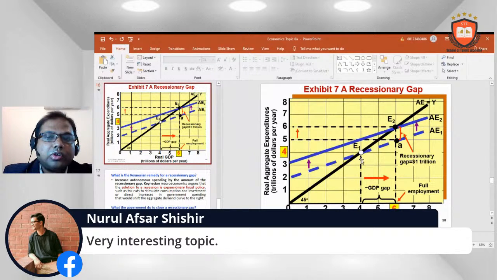So if you find these, this is the equilibrium point E1, and it's $4 trillion, and this is the other equilibrium point, E2. This equilibrium point is $6 trillion. At $6 trillion, it has a recessionary gap, and this recessionary gap will be $1 trillion, and this six is the area where we can create full employment, and this will close some of the GDP gap.